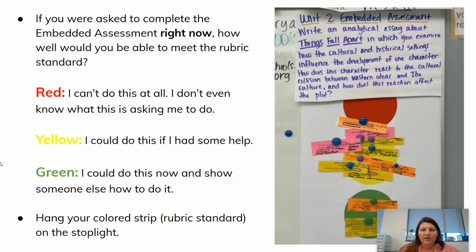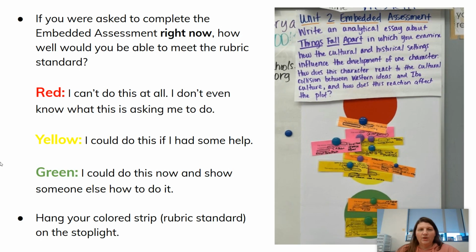The next thing we did was we took a look at the rest of this page, and here we have the proficient column of the rubric. I took each of those bullet points, put them on one of these colored strips of paper, and we annotated or marked up the different standards of the rubric, looking for keywords and phrases, and then we made notes about what those things mean. And then I asked students, if you had to complete the embedded assessment right now, how well would you be able to do it?